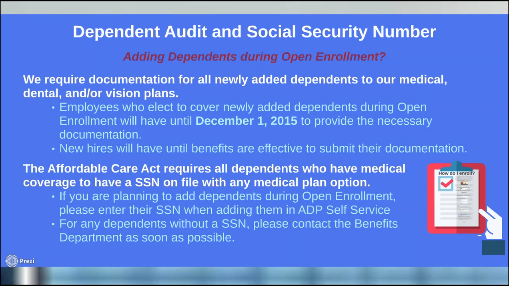You will need to have all of your documentation submitted by December 1st, and we will also send follow-ups if we do not receive documentation by that date. Also, all covered dependents, whether it's spouses or children, need to have a Social Security number on file. So please make sure when you're entering your dependents' information for your enrollment, you're actually entering in the social.